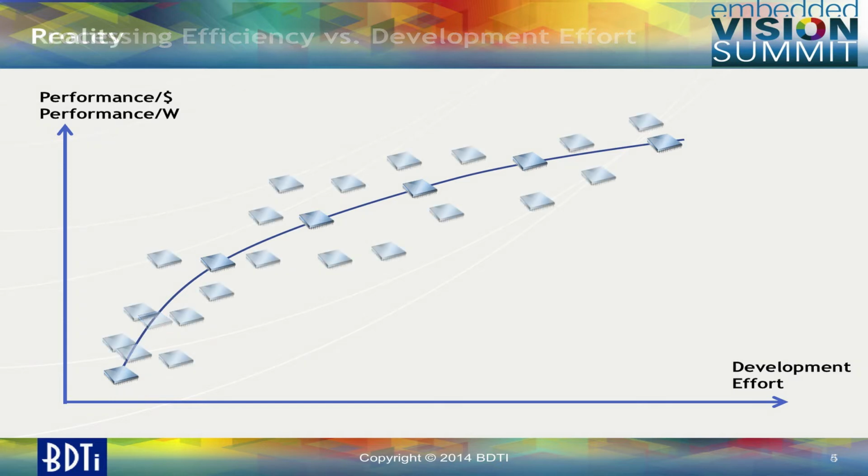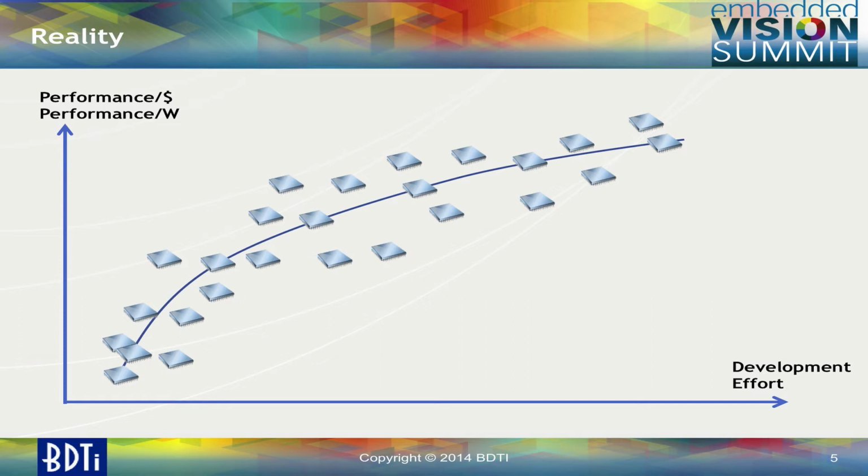Real life maybe looks more like this. The shape of the curve holds, but it's not a single curve with all processor options falling nicely along that curve. And so what this means is it's both a challenge and an opportunity, right? The challenge is it's harder to understand exactly where you need to be on this curve and what's your best option. But the opportunity is you may be able to cheat the curve, so to speak.